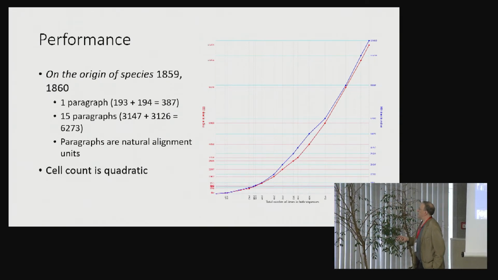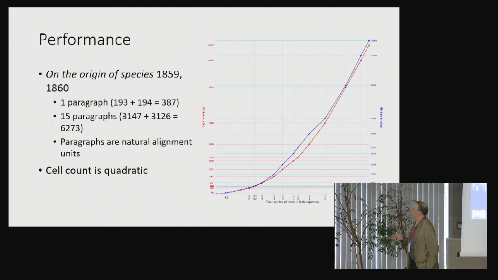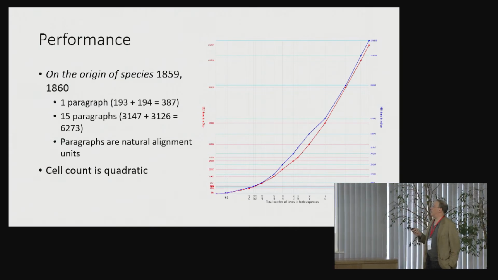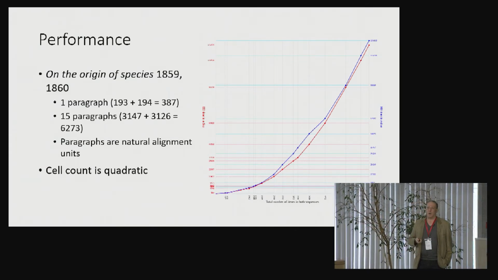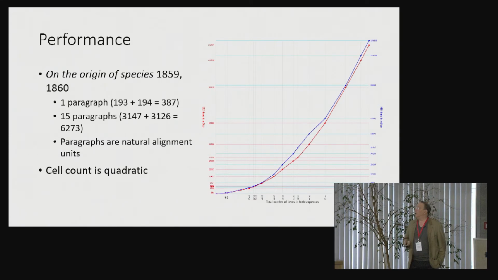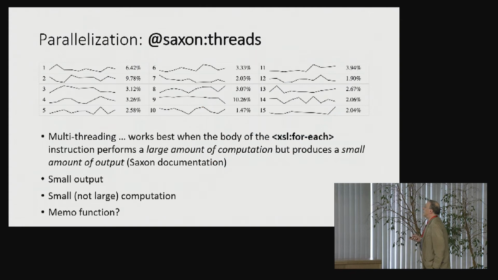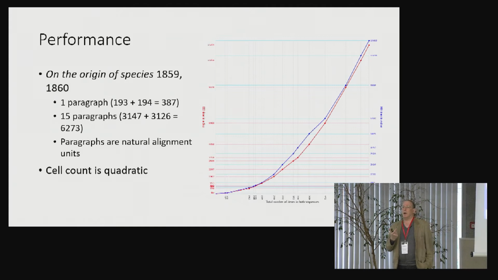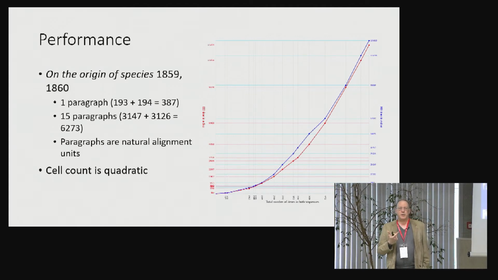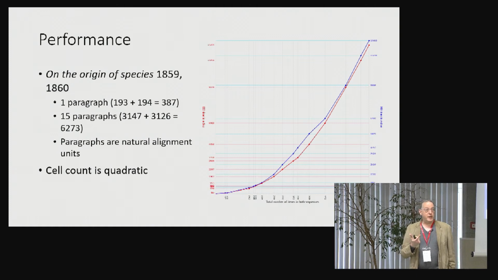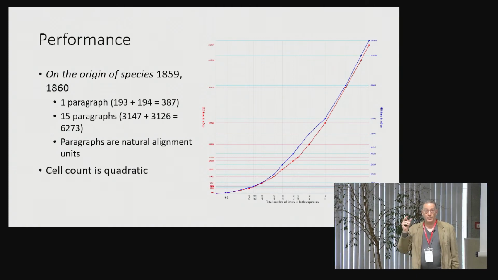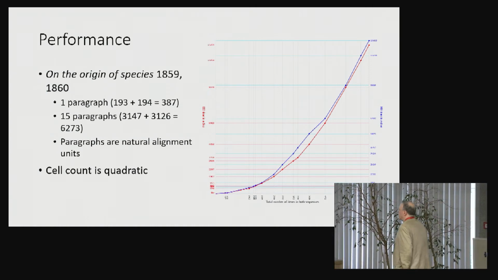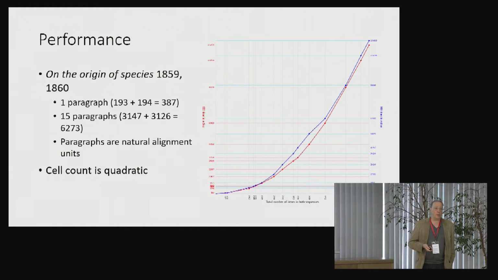I ran this in both Saxon HE, that's the blue, and Saxon EE, which is the red. I expected the EE to perform much better than the HE because, what do I know, I'm not a computer scientist. Within the antidiagonals, where I am using for-each, I use the Saxon EE feature of Saxon threads, which let me specify that, since those are all independent of one another, they could be calculated in parallel.